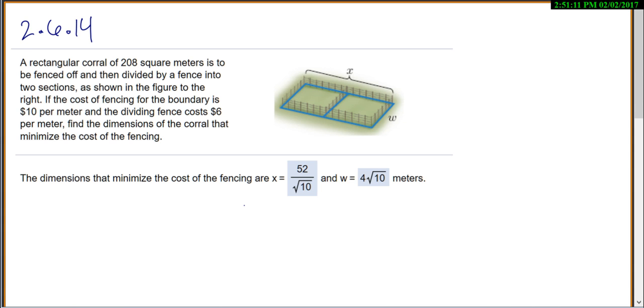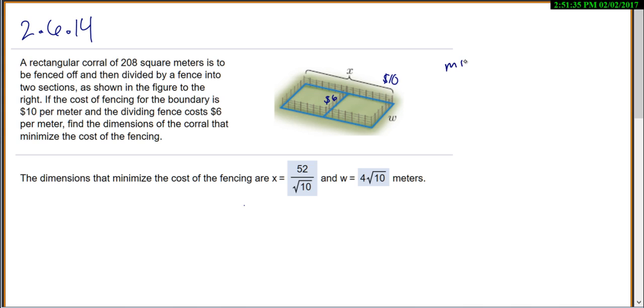So this is problem 2.6.14. We have a regular corral of 208 square meters. It's to be fenced off and then divided by a fence into two sections, such as in their picture. If the cost of fencing for the boundary is $10 per meter and the dividing fence is $6 per meter, so all the way around our fence is $10 and the middle is $6. Find the dimensions of the corral that minimize the cost of the fencing.